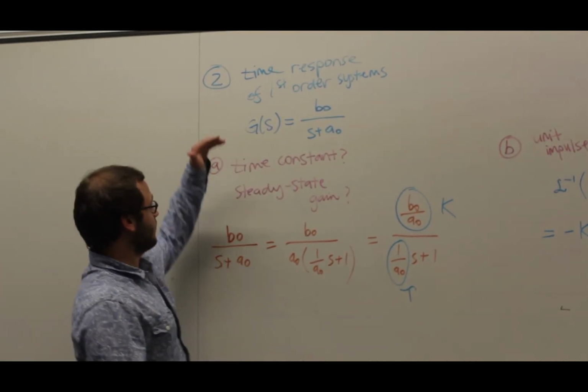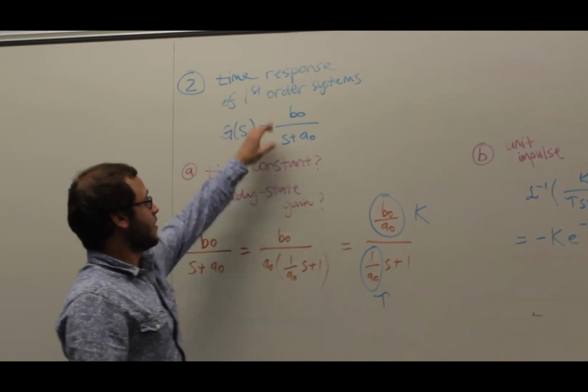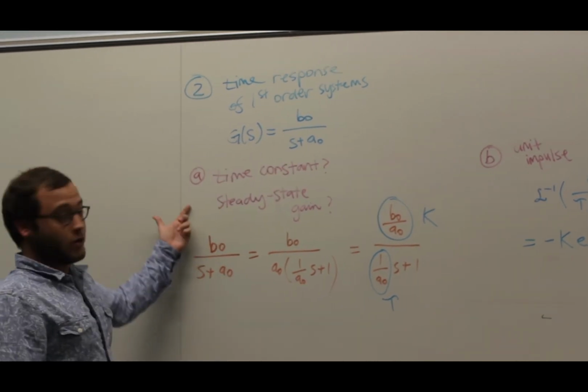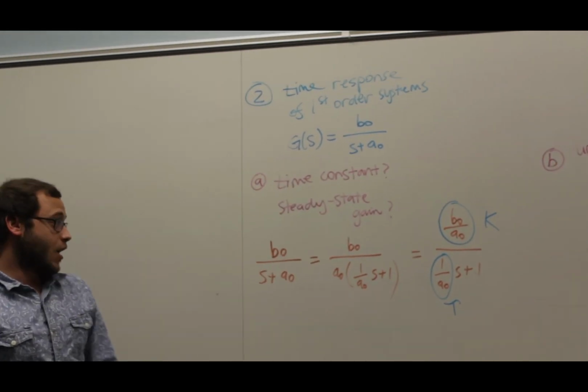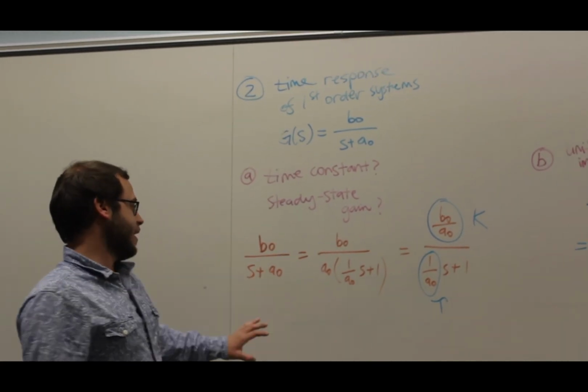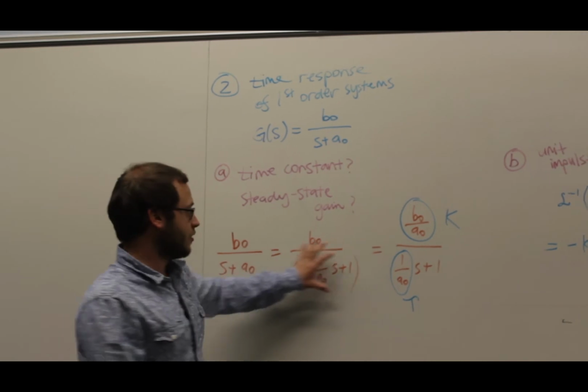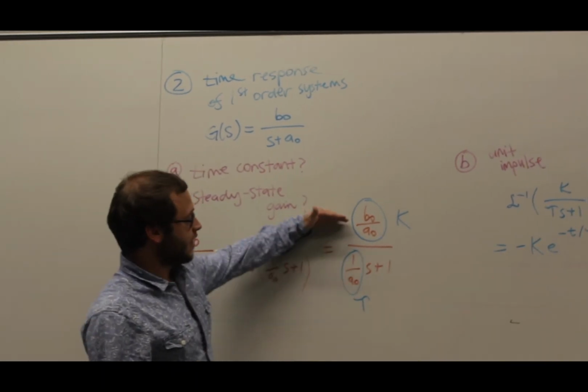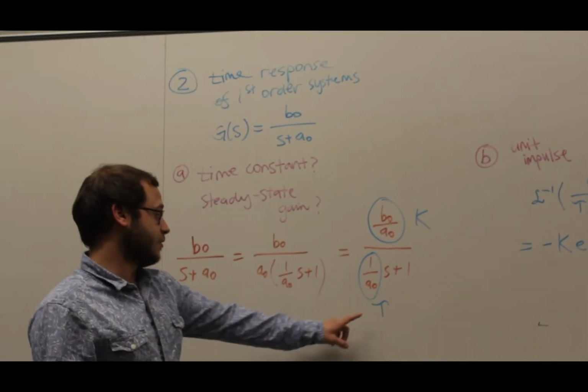This is the tricks of ESE 505 to time response of first order systems. Let's say we have a time function defined as this one. What is the time constant and the steady state gain? It's actually really easy to do. We just divide by a naught, and when we do the calculations, the steady state gain is b naught over a naught, and the time constant is.